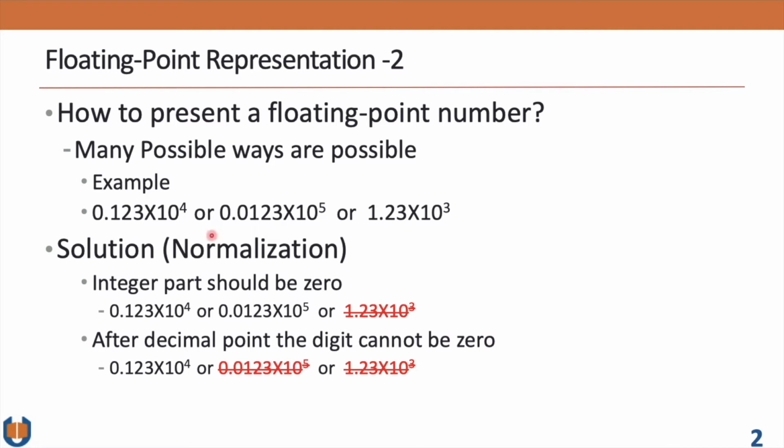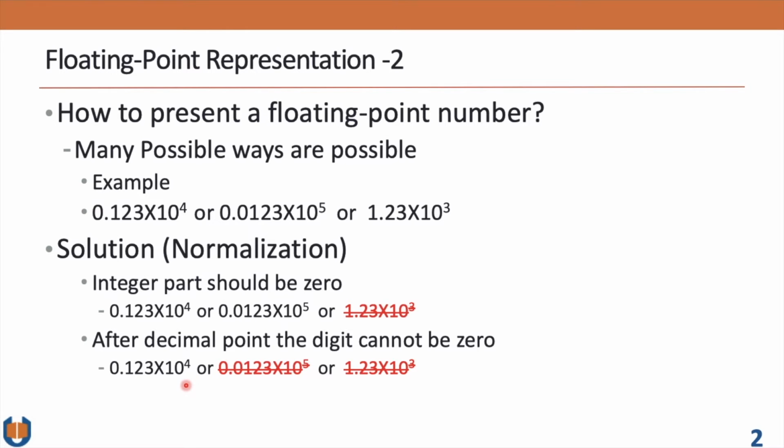So what will be the solution? The solution is we need normalization. The first normal form is that the integer part should be 0. Here you can check the integer part is 0, here it is 0, but here the integer part is not 0, so we eliminate this. The second part of normalization is that after the decimal point the digit cannot be 0. Here you can see that after the decimal point there is a 0. So the remaining one, 0.123 times 10 to the power 4, is the normalized form.